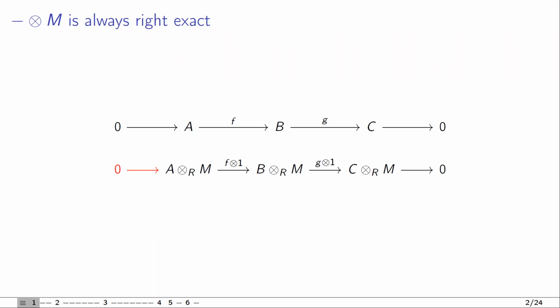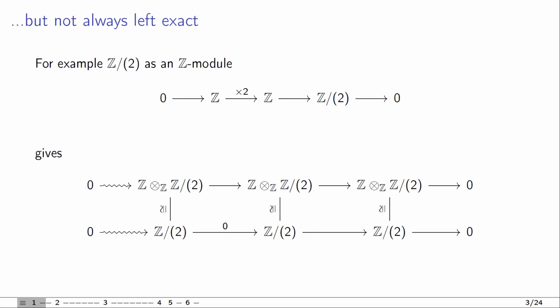We still know that the image of f tensor 1 is the same as the kernel of g tensor 1. And if g is surjective, then g tensor 1 is still surjective. But it is not necessarily true that the exactness is preserved on the left-hand side. This is what we call tensoring with M being a right exact functor.